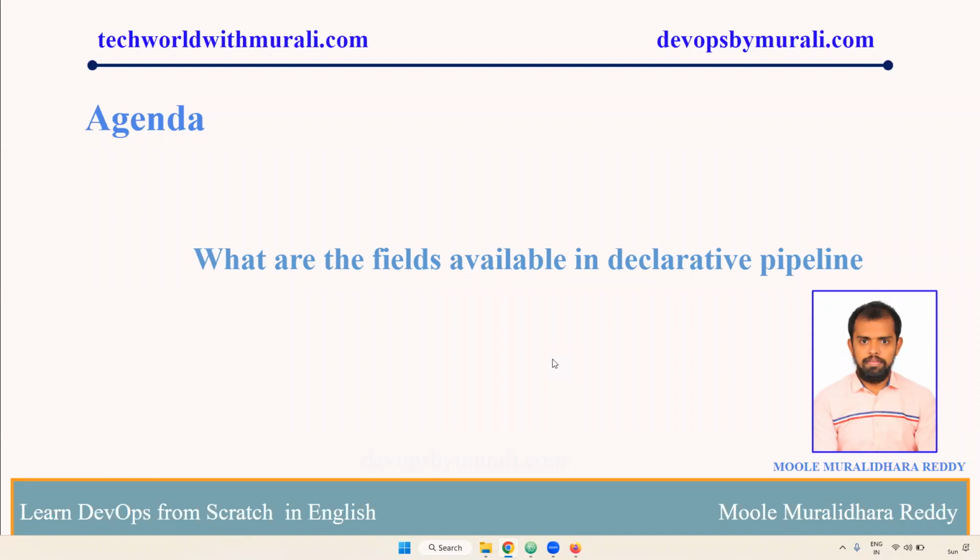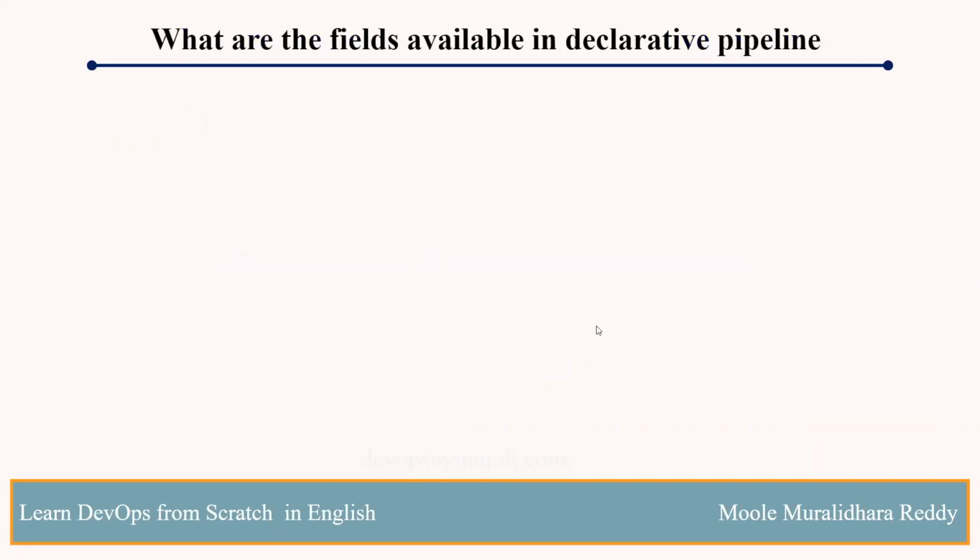In this video, we are going to discuss what fields are available inside the declarative pipeline. For example, when you are writing a declarative pipeline, what fields are available to use in that particular Jenkins pipeline? Okay. Let's see the overview one by one.